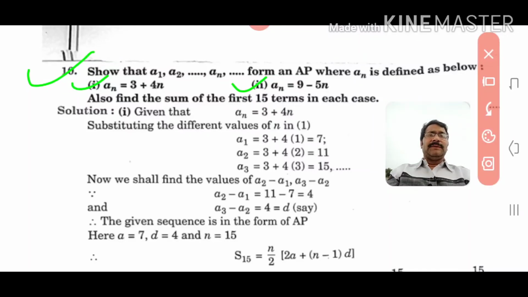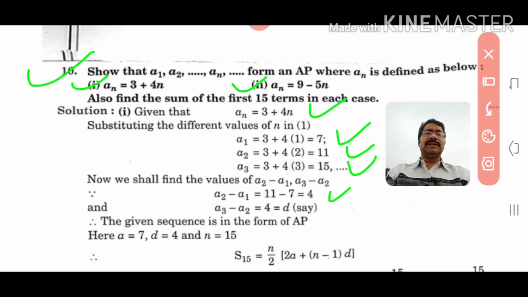Look here. First question is an equal to 3 plus 4n. So here in place of n you will put 1, then you will get a1. a1 means 3 plus 4 into 1, means 7 you get. a2 we will get 3 plus 4 into 2, means 11. a3 means 3 plus 4 into 3, means 15. Now you check the differences. a2 minus a1 is 11 minus 7, that is 4, and a3 minus a2 also you check, that also we get 4. Means here common difference is 4, means this is an AP that we have to prove.